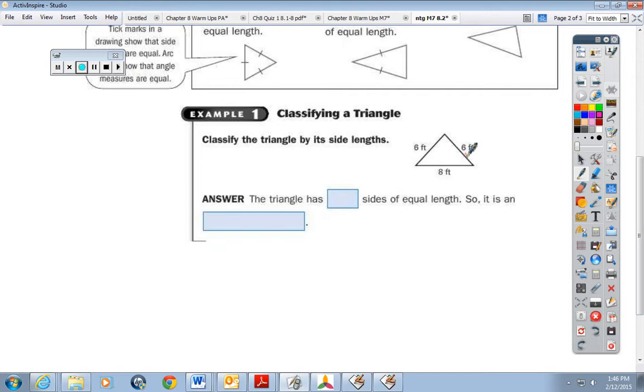So if I was using tick marks, I would do something like this. Tick mark here, and the identical one here, because they match, right? And then if I was going to do a tick mark here, I'd have to do a different number of tick marks, like 2, because it doesn't match the other ones. So if I have 2 sides that have equal length, which one is it? Isosceles. So this one is an isosceles.